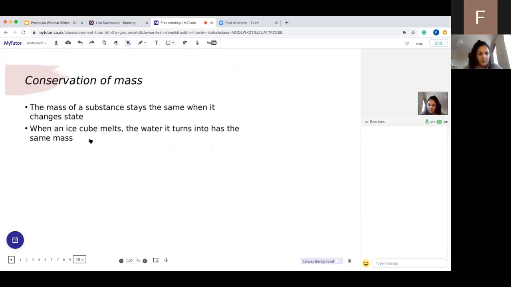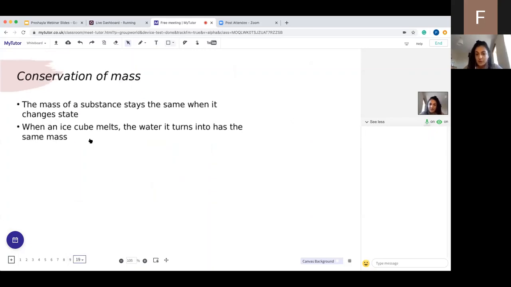Now a kind of weird concept that you might not have thought of before. The mass of a substance stays the same when it changes state. When an ice cube melts, the water it turns into has the same mass. If you leave an ice cube on a plate and you don't touch it, the mass of the ice cube becomes the mass of the water. There's no mass lost anywhere, and it might seem strange because if you think about holding an ice cube and the same amount of water, you do not think that they are the same mass.